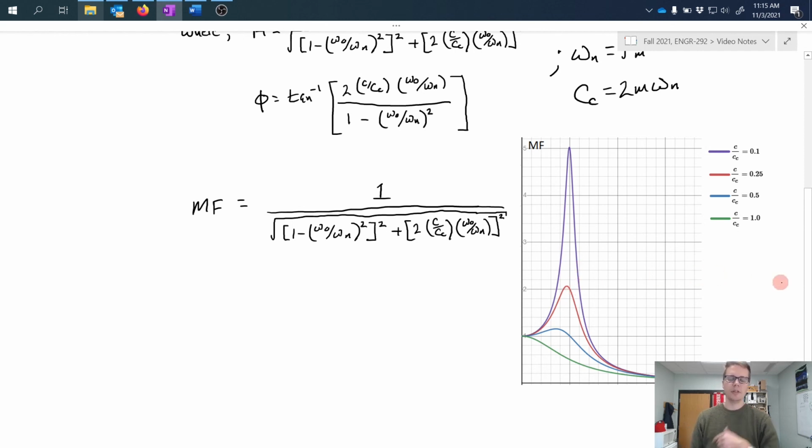So if we compared this against forced vibration without the damper, the damper reduces that resonance-based magnification of the output amplitude. So we can kind of take that away by adding in the damper.